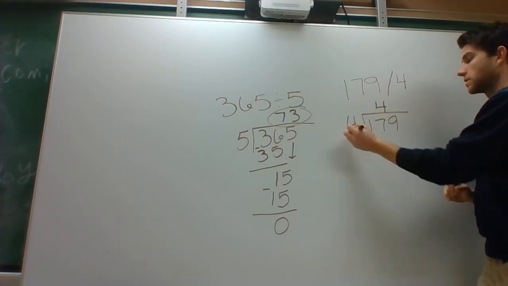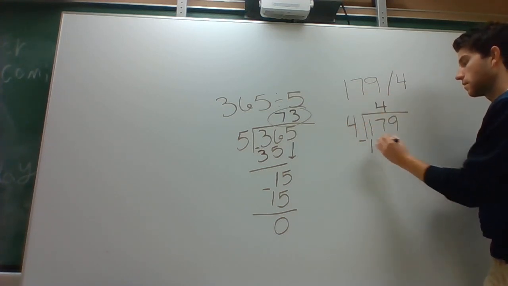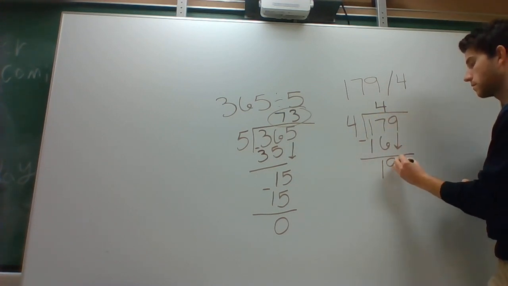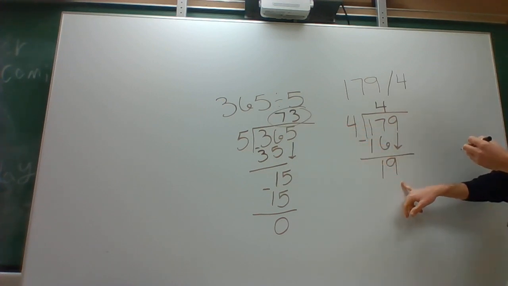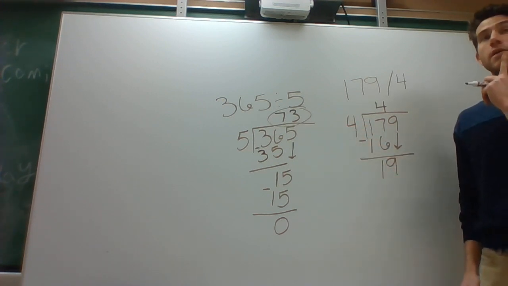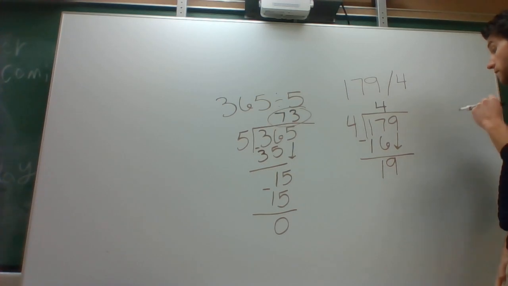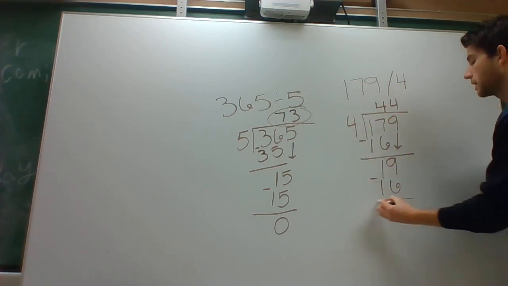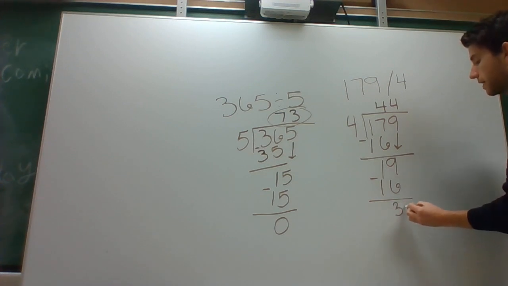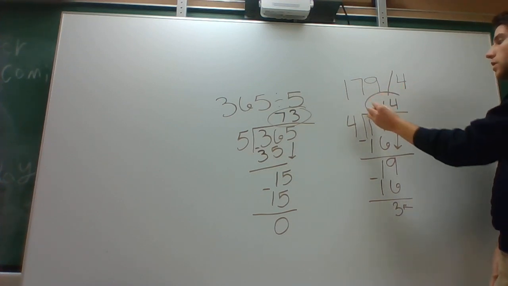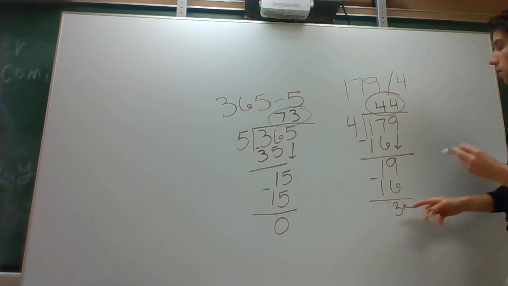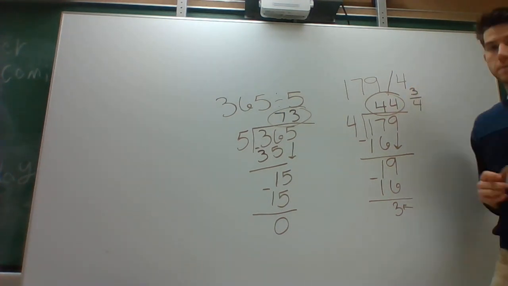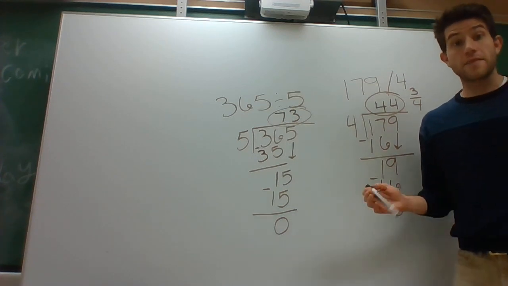4 times. 4 times 4 is 16. I get 1. Drop down the 9. How many times does 4 go into 19? 4 again. 4 times 4 is 16, which means here I have a leftover piece of 3. So it goes into it 44 times with 3 out of 4 as my remainder. All right, and that's how you divide.